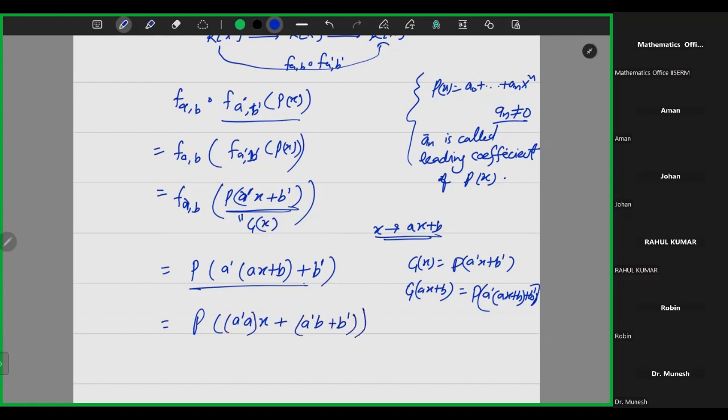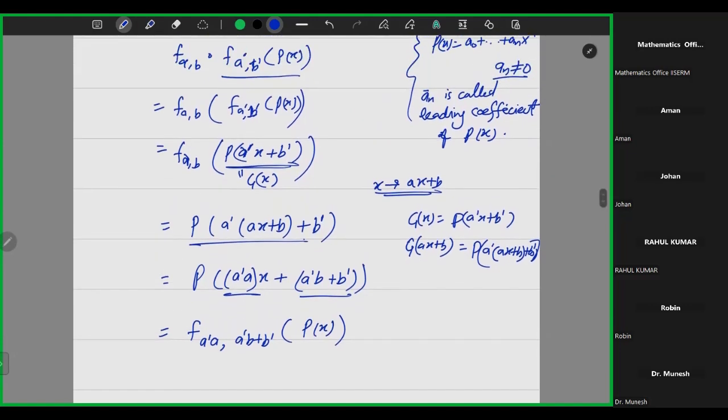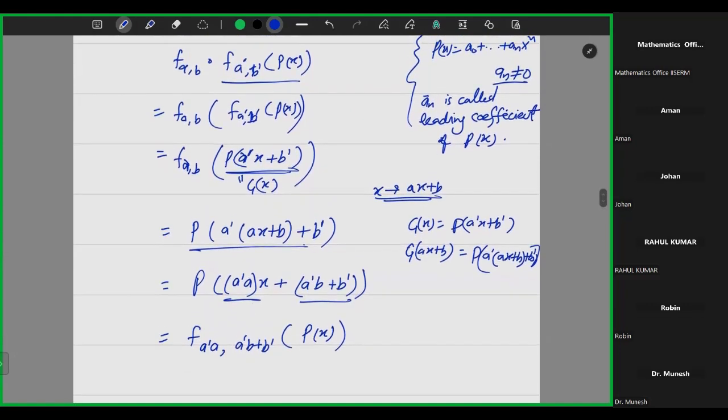So what we are getting here is again of the same form, where x is replaced by some cx plus d, where this is the first constant and this is the second. So this is nothing but f_{a'a, a'b+b'} of p(x). If you have doubt, you can ask me.